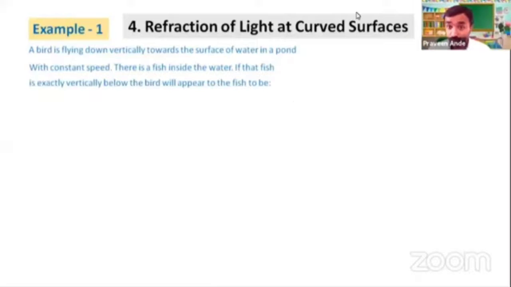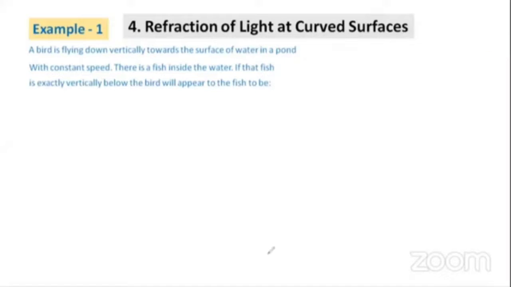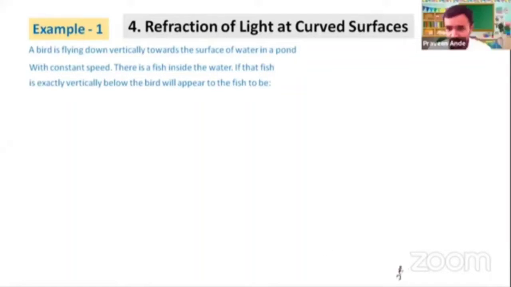So who is observing whom here? That you need clarity first. Fish is observing the bird. So here we need to observe the bird from the fish's point of view. Is it clear? At the end it is asked, the bird will appear to the fish to be. Just focus on that sentence.